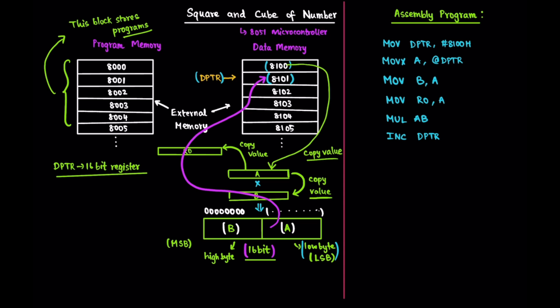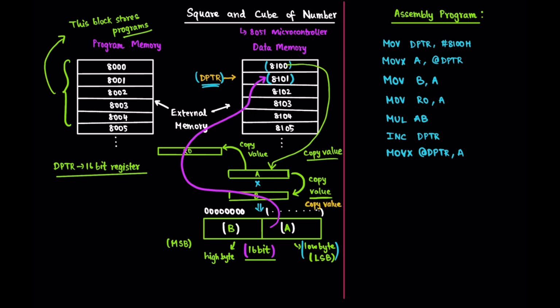So for that, I am going to write MOVX. Again, since we are copying the value within 8051 into the external memory, we have to use MOVX, not MOV. So MOVX @DPTR, A. I have stored whatever is in A here in the 8101 location, which is the data pointer location.